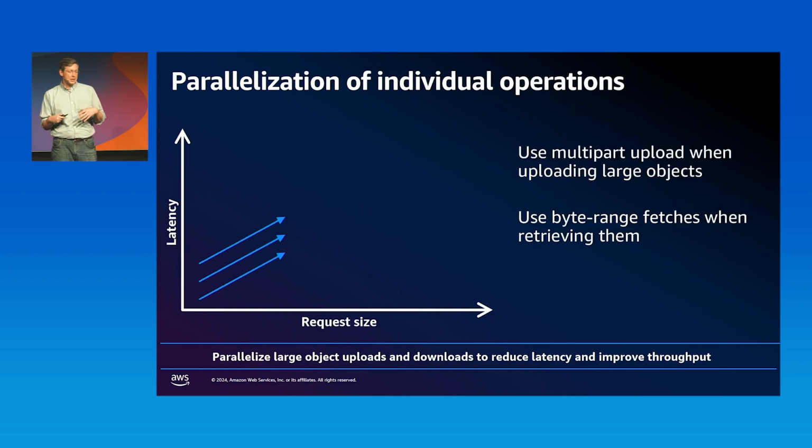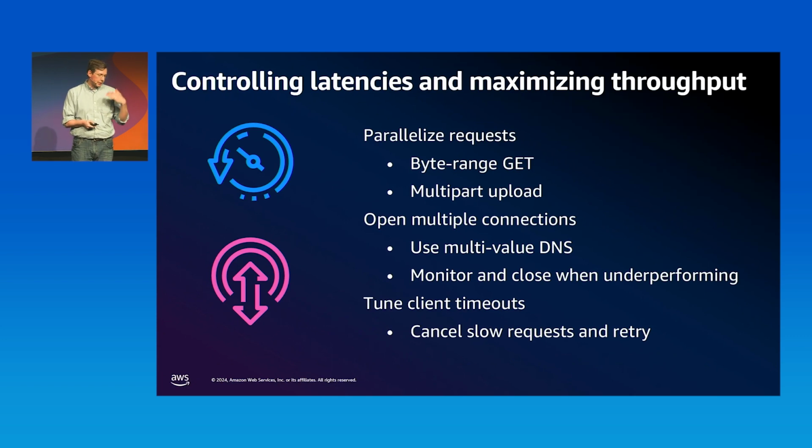So to achieve the best aggregate throughput, we recommend making multiple requests, even within the same object. So when you're retrieving data from S3, use range requests or byte range fetches to make multiple smaller requests for different parts of the object. And like Arushi said, when you're uploading data, make use of the multi-part upload APIs to upload the parts in parallel. So we're going to go over these a little bit more here.